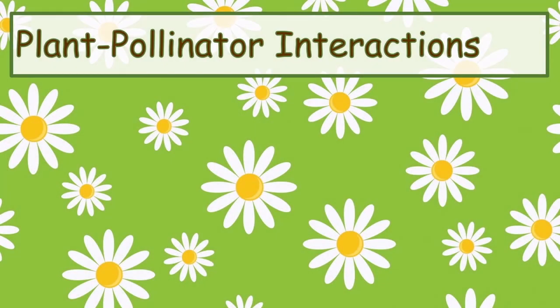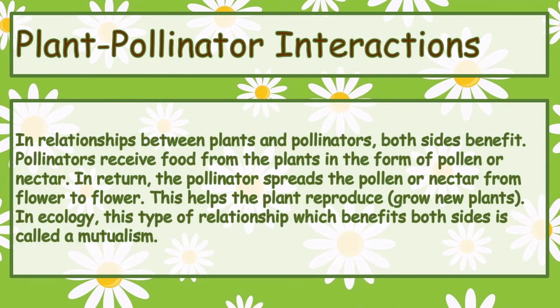Alright, let's talk about some plant-pollinator interactions. In relationships between plants and pollinators, both sides benefit. Pollinators receive food from the plants in the form of pollen or nectar. In return, the pollinator spreads the pollen from flower to flower. This helps the plant reproduce or grow new plants. In ecology, this type of relationship which benefits both sides is called a mutualism.